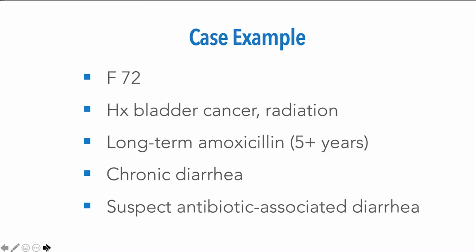Okay, so it's kind of interesting that we talked about that, because I won't go through this full case. It's not really a full clinical case, but just a quick example of an older female with a history of bladder cancer who was on the long-term antibiotic amoxicillin for 5 or more years. Her main complaint was chronic diarrhea. So of course there was a suspicion of antibiotic-associated diarrhea in this case.